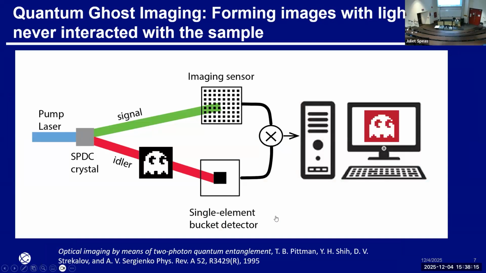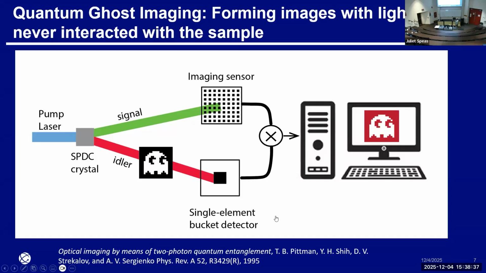I'm going to mainly be talking about a technique called quantum ghost imaging that was developed 30 years ago. And in this technique, you take a photon at high energy from a laser, you split that one photon into two photons at lower energy. These are typically called your signal and idler photons.